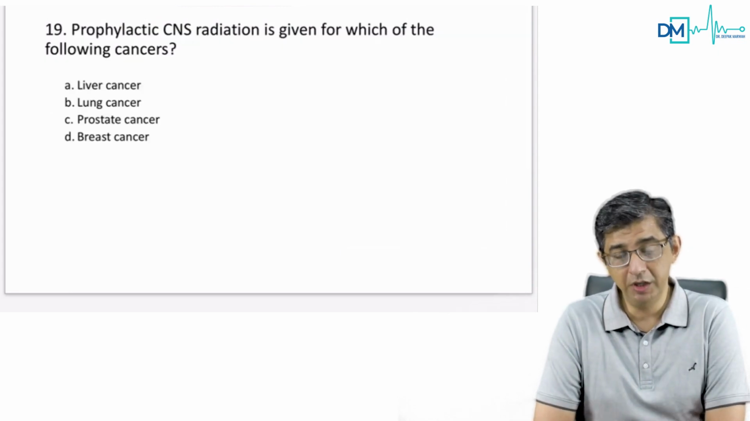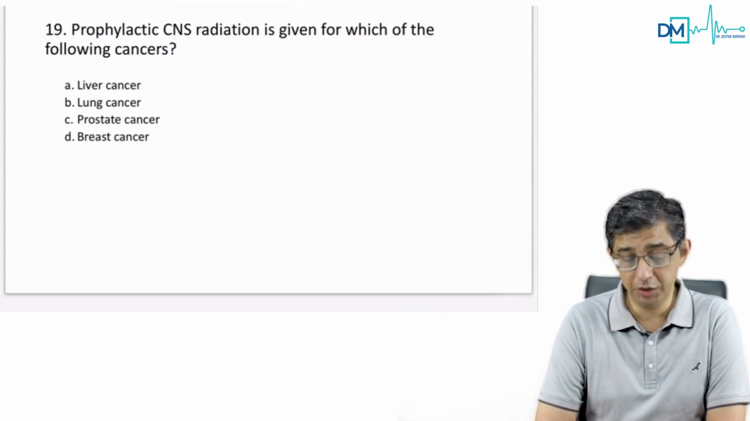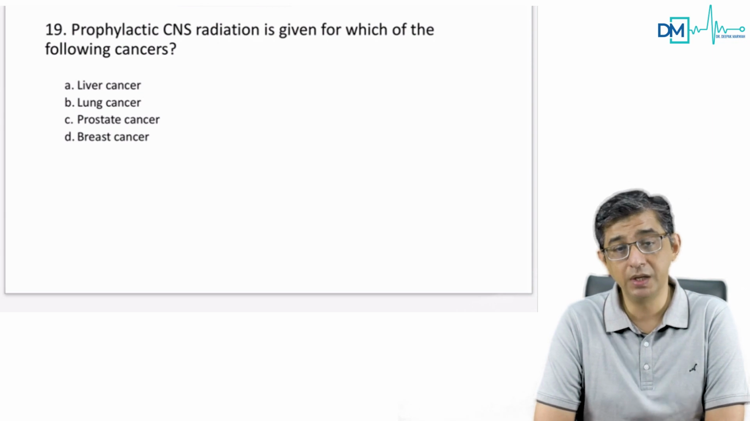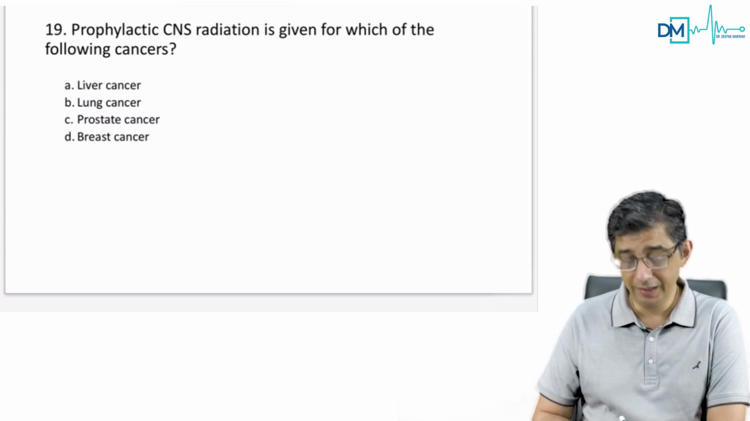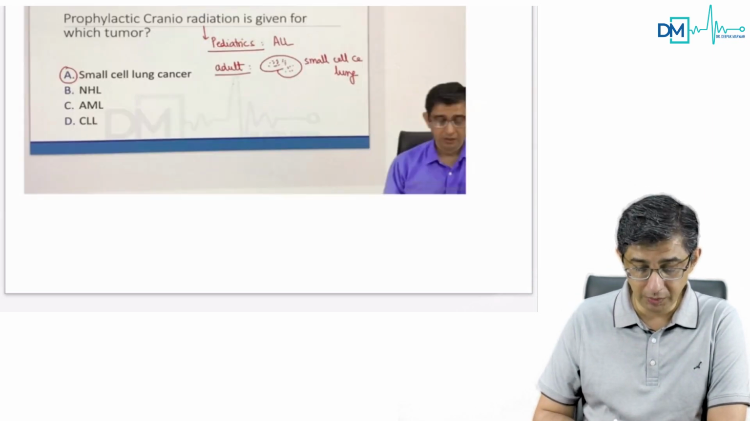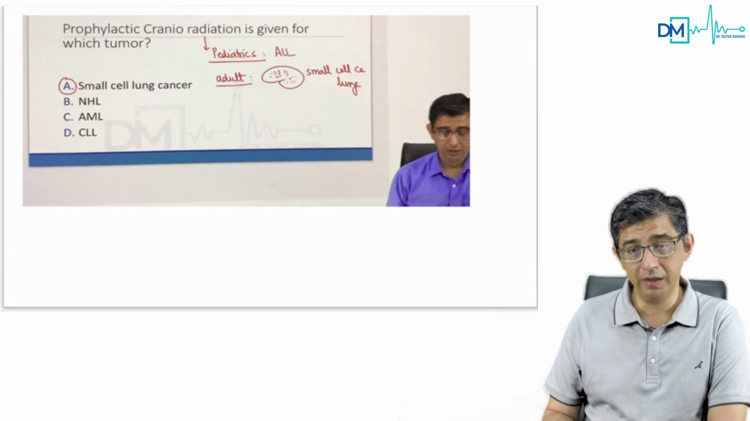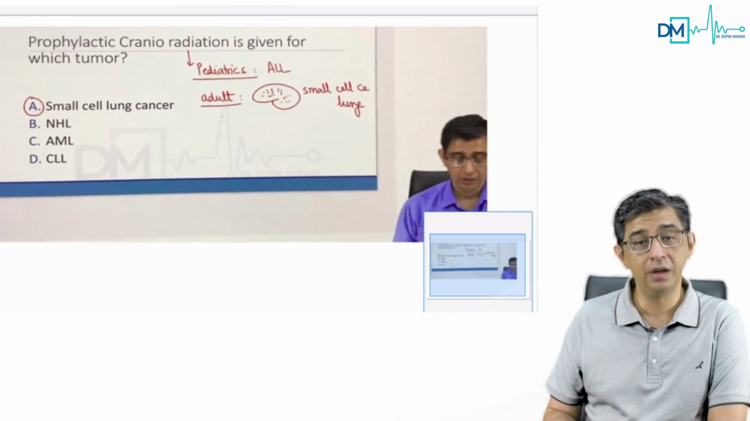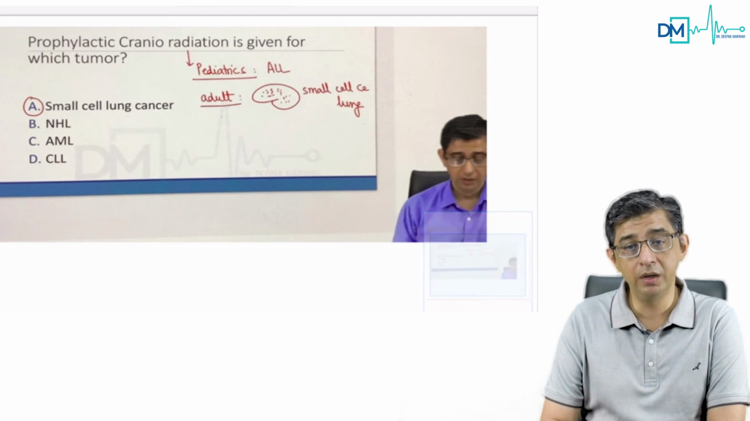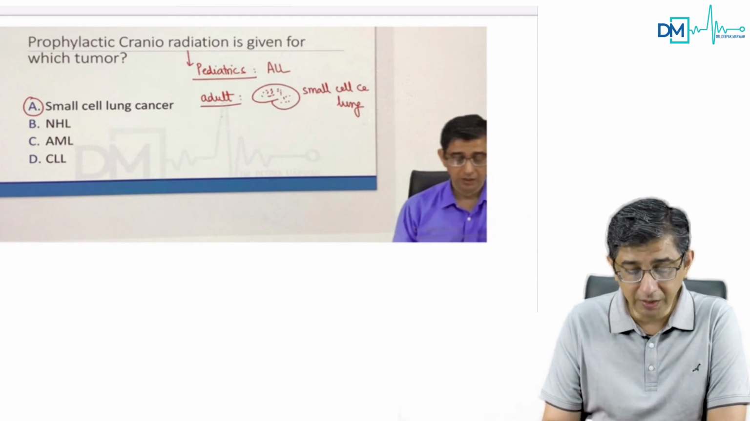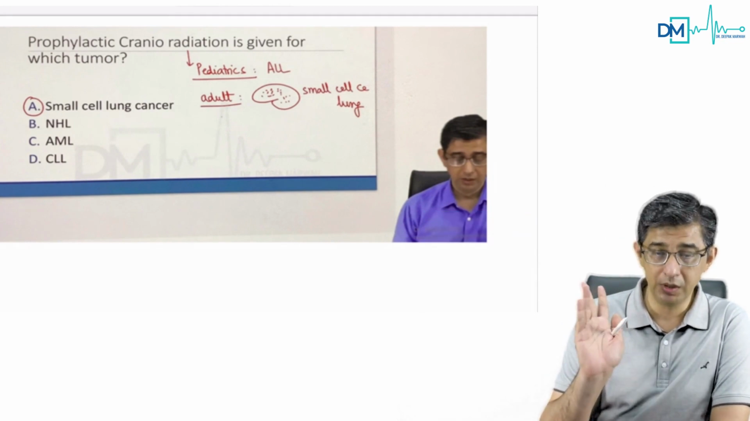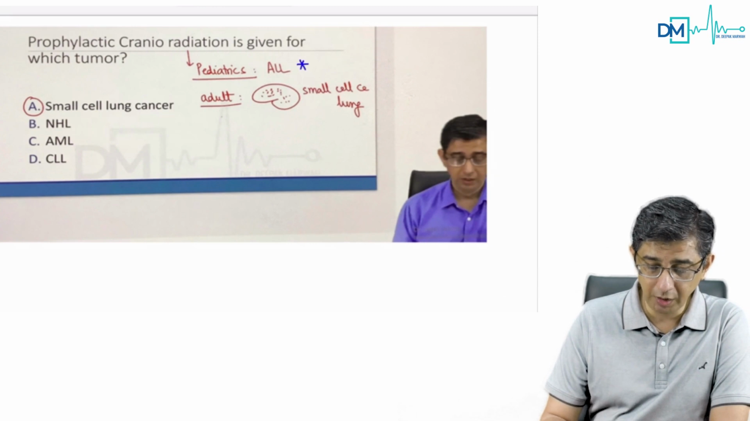Moving to the next question, it talks about prophylactic CNS radiation being given for which of the following cancers. Now this question is slightly a difficult one. This is from the exam section part where I've discussed the exact question. I agree this is a difficult one. You see, guys, prophylactic radiation is given two times. One is in children and the second time in adults.